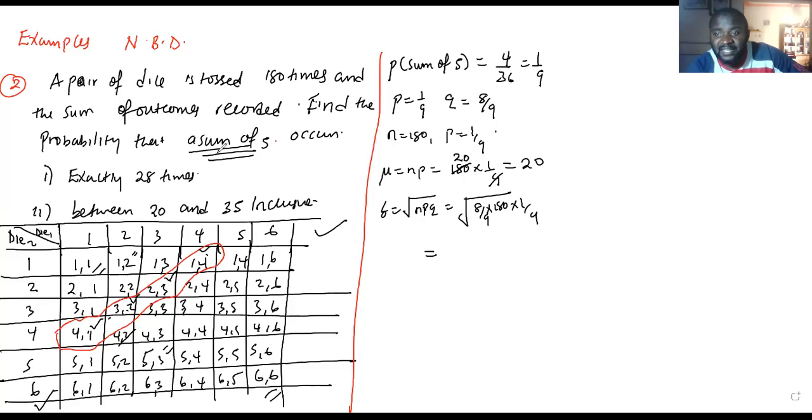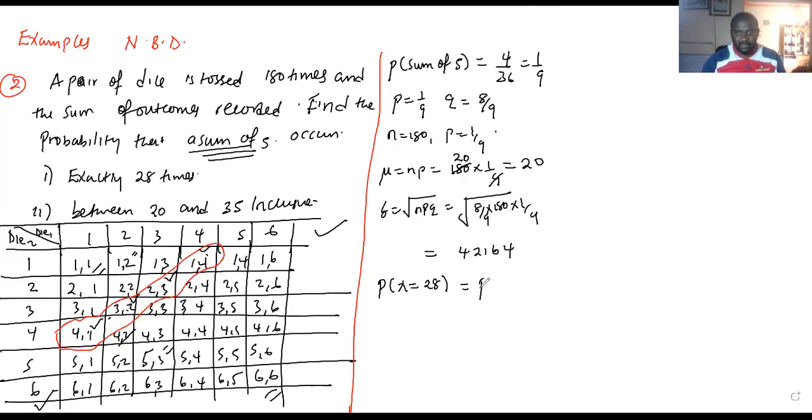Can someone give me the standard deviation? It is 4.2164. Now the probability of X is equal to what? 28 exactly.